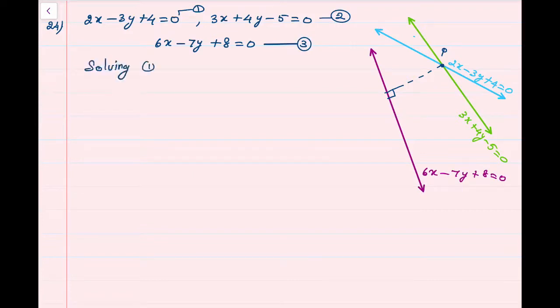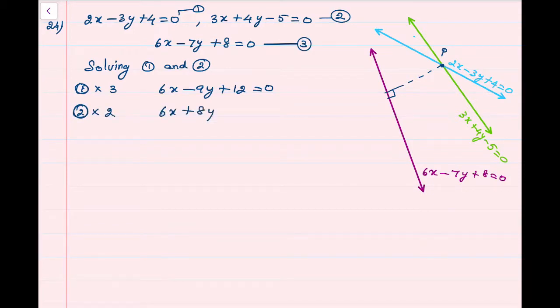Solving 1 and 2. We will multiply the first equation by 3: 6x minus 9y plus 12 is equal to 0. Multiply the second equation by 2: 6x plus 8y minus 10 is equal to 0. We will change the sign. These two are getting cancelled. Minus 17y plus 22 is 0.